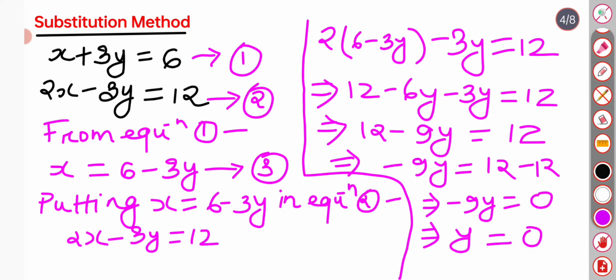Now put this value of y in equation 3, which we got here, x equal to 6 minus 3y. In place of y, we will put 0 and see what we will get.